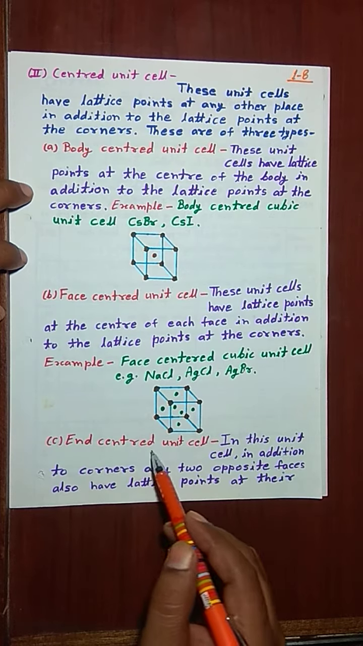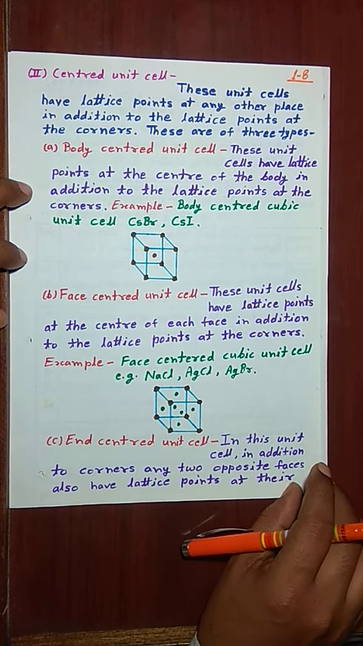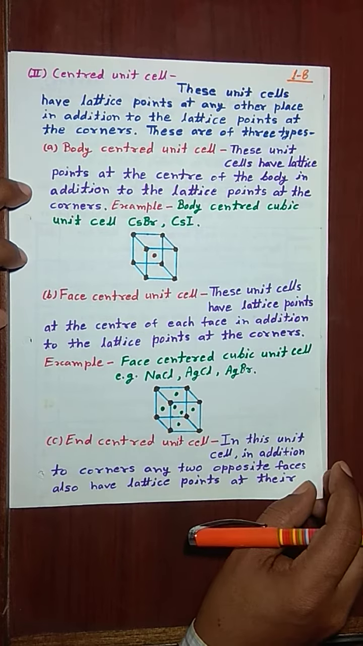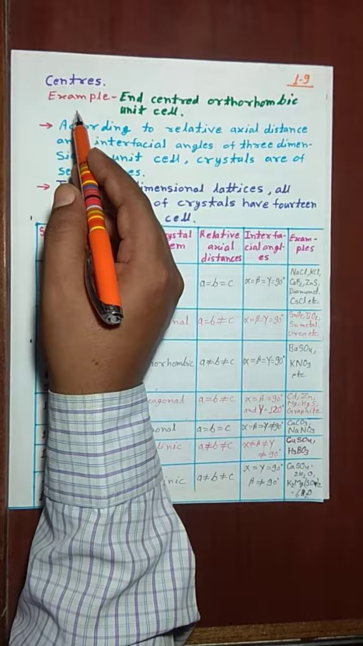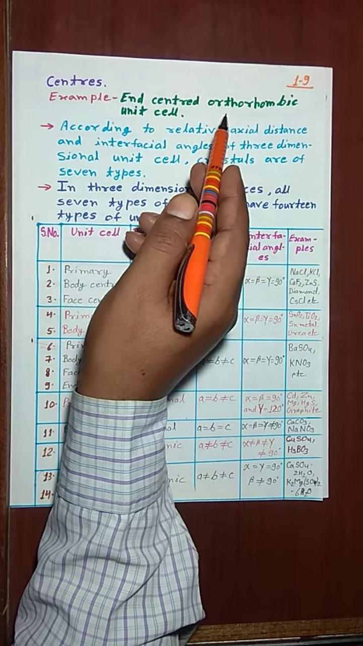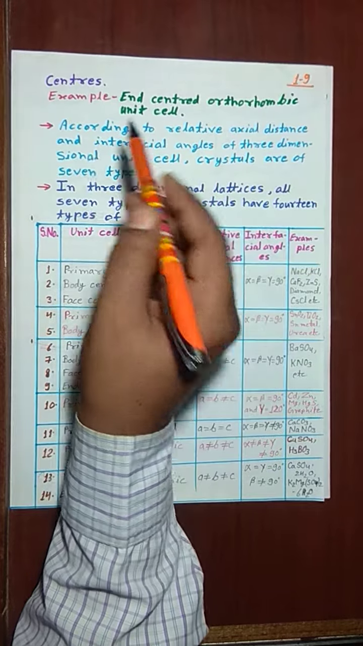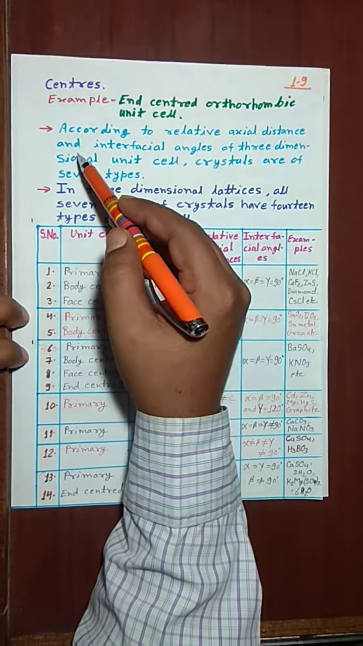Third is end centered unit cell. In this unit cell, in addition to corners, any two opposite faces, remember, any two opposite faces also have lattice points at their centers, such as end centered orthorhombic unit cell. Correct?